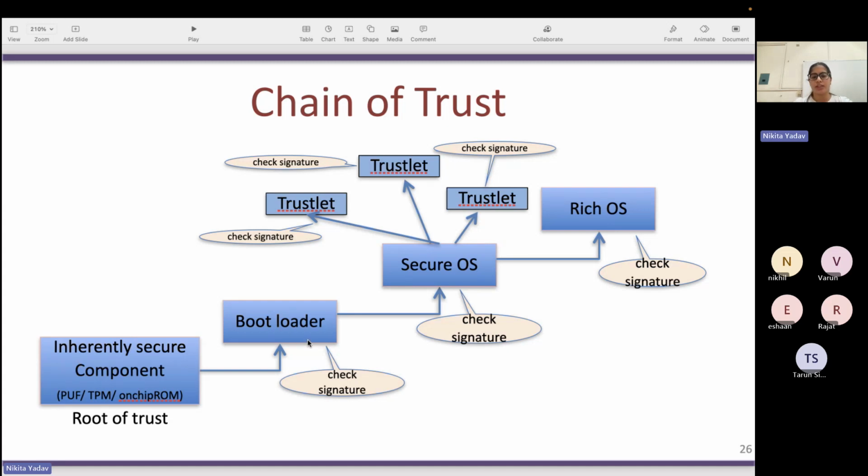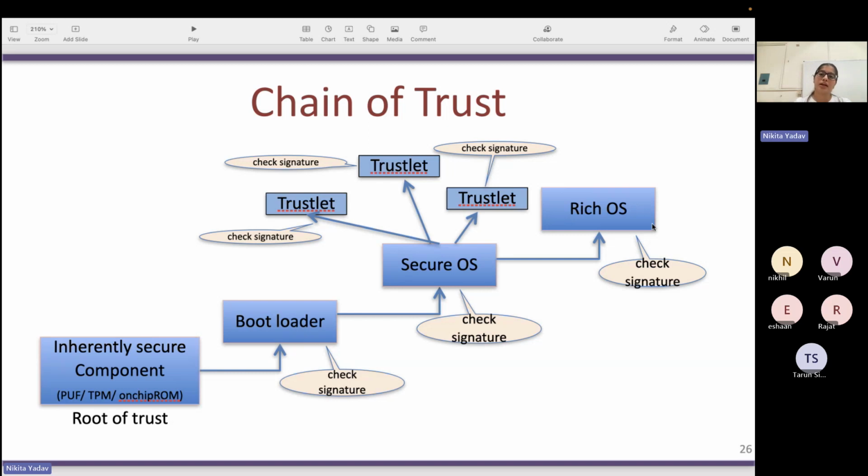And then you check the signature of the next component in the boot chain by computing the hash of that component and checking it against a known value. Then you pass the control to the next component only if you are able to verify that it is correct. And then this component is going to check the integrity of the next component, and so on. So this is a secure boot.